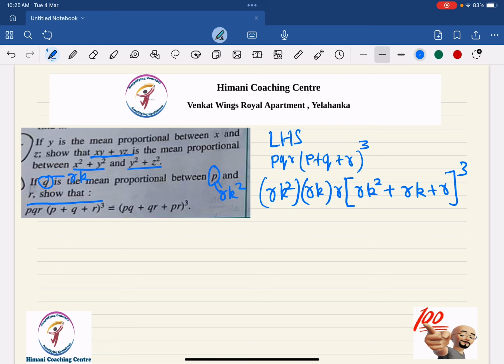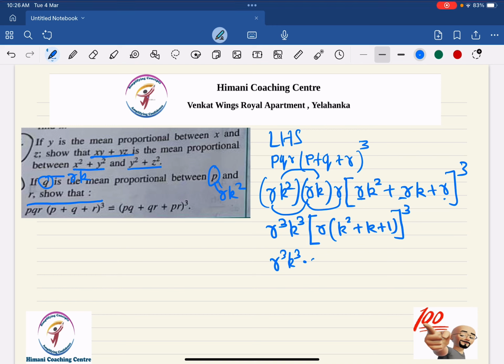Okay, now students, R times R times R is R cube. Likewise, K square into K is K cube. Now let us get inside the bracket, and can you see we have got R common, so let us take R common, and then we are left with (K square plus K plus 1) whole cube. Now when we open this square bracket, what will happen? So I have R cube, K cube. Now R will get cubed and we have (K square plus K plus 1) whole cube.